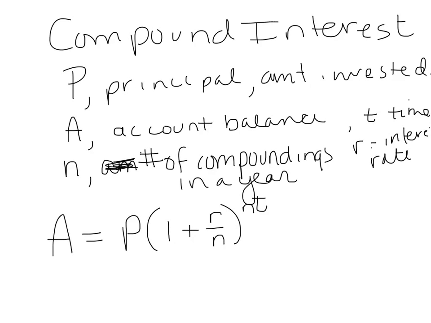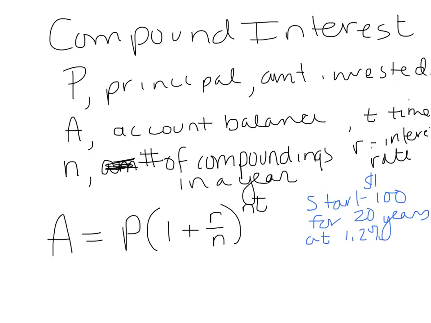So I want to go ahead and do a quick calculation so you see how this works. If you start with $100 and you do this for 20 years at 1.2%, and you do it twice a month, could you figure out how much money you would have in your account? What is your account balance at the end of that 20 years?